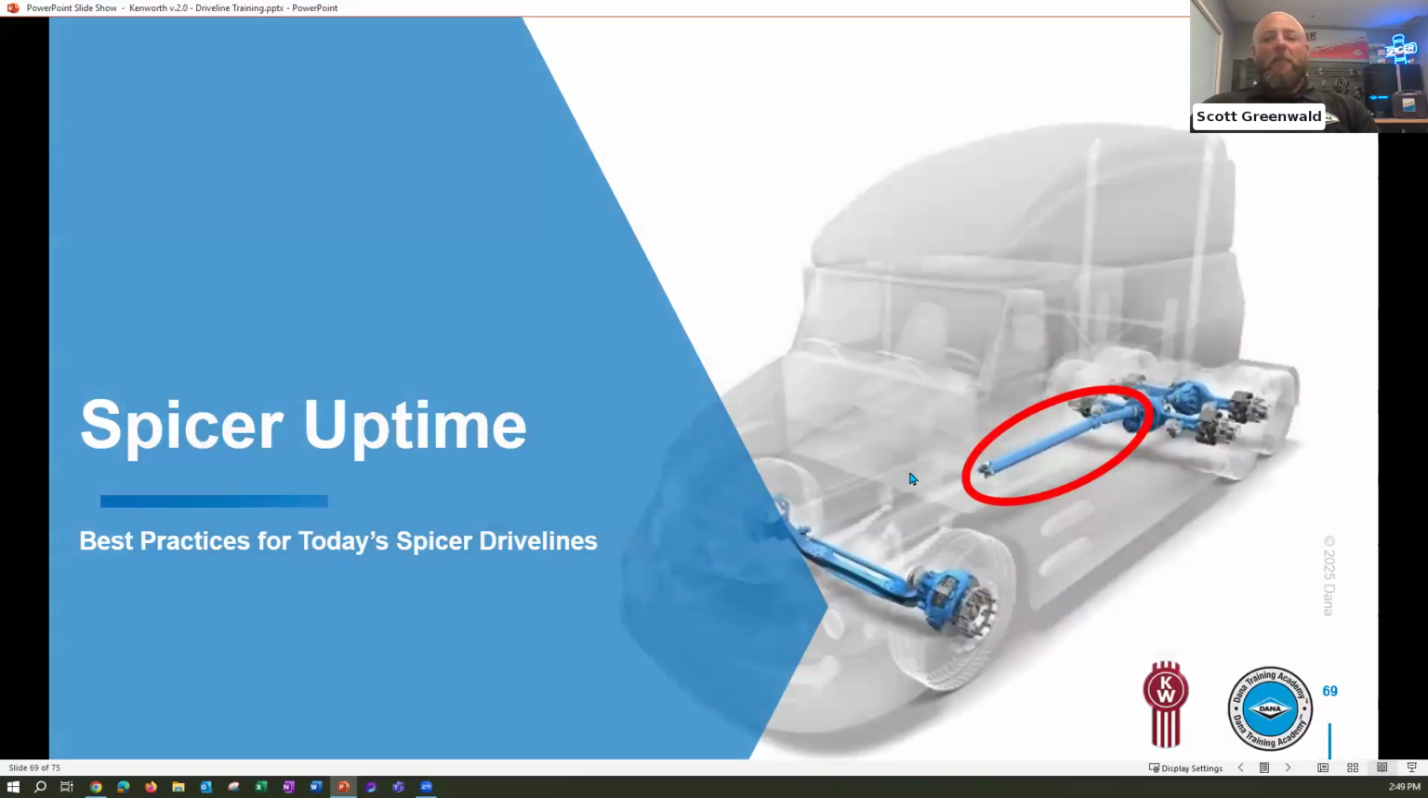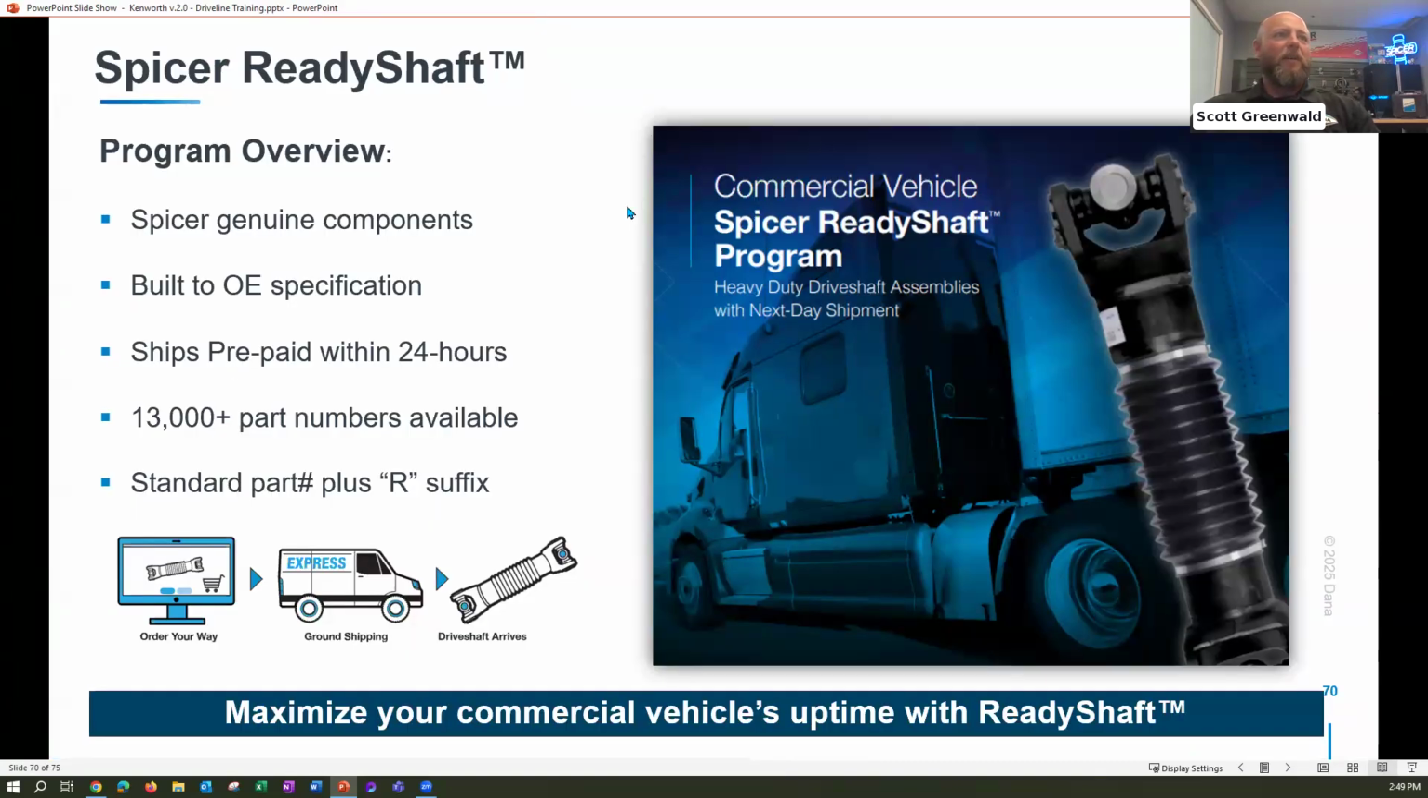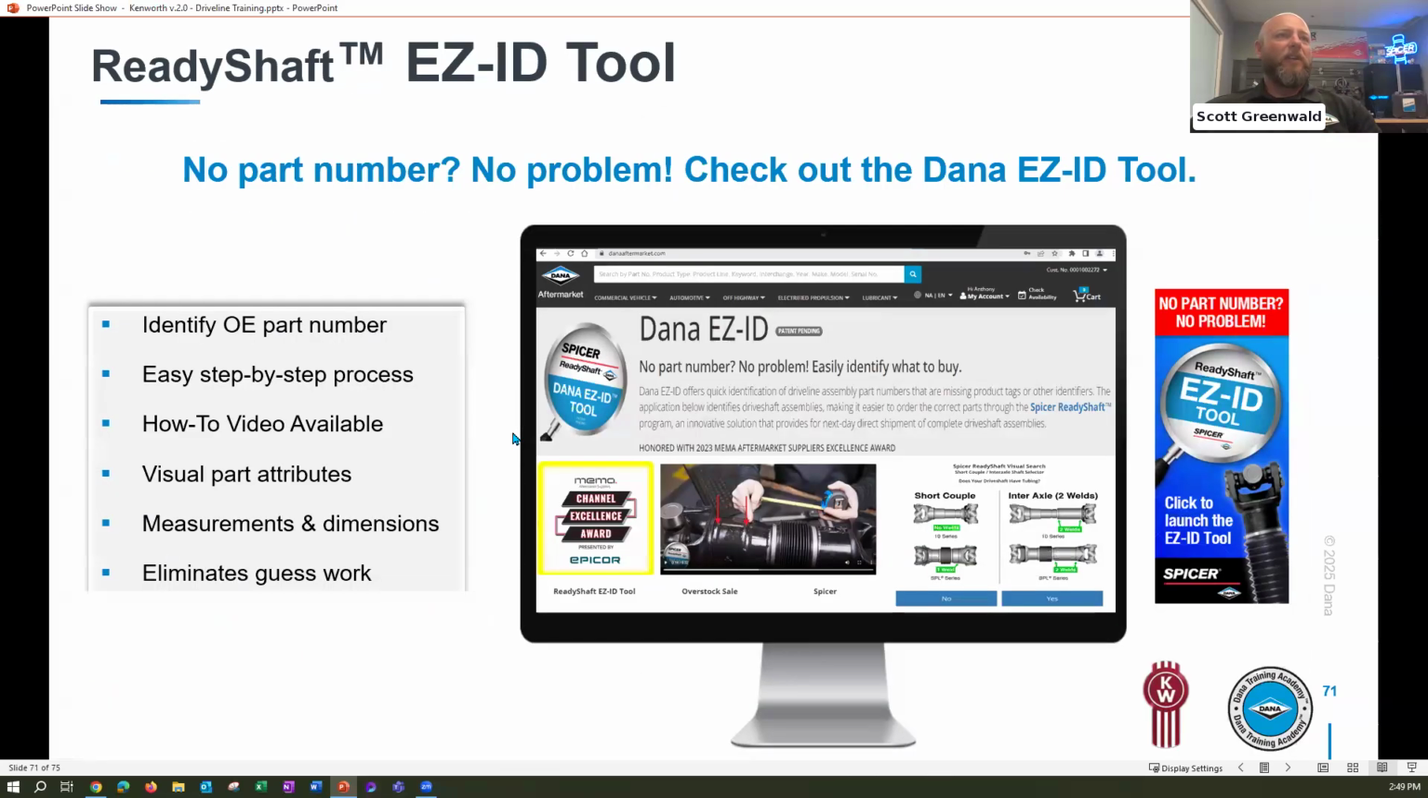So a few items here that we'll touch base on before we jump into some questions. This is on our uptime. We do have our Spicer Ready Shaft program, and you can order these through the Kenworth team. These are driveline assemblies that are built by Spicer and shipped within 24 hours. The biggest thing when we're identifying these part numbers as Ready Shaft is to ensure that we're ordering with an R. We do have at this point 14, almost 15,000 SKUs loaded into the system. But again, this is a genuine Spicer driveline assembly. Should you need to replace an entire assembly, we do have those available through the Ready Shaft program.